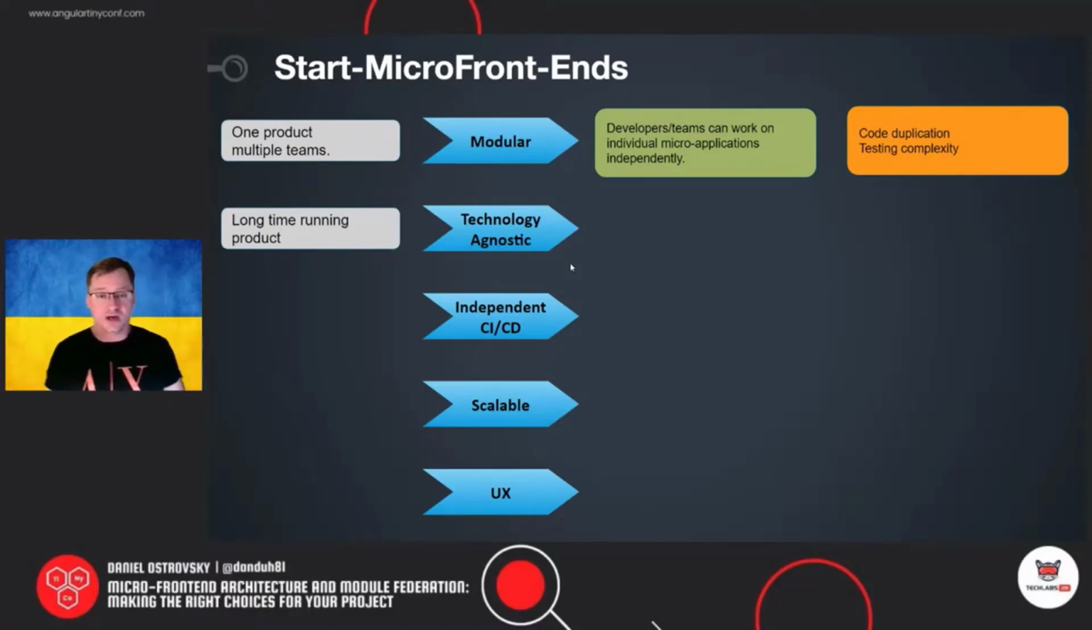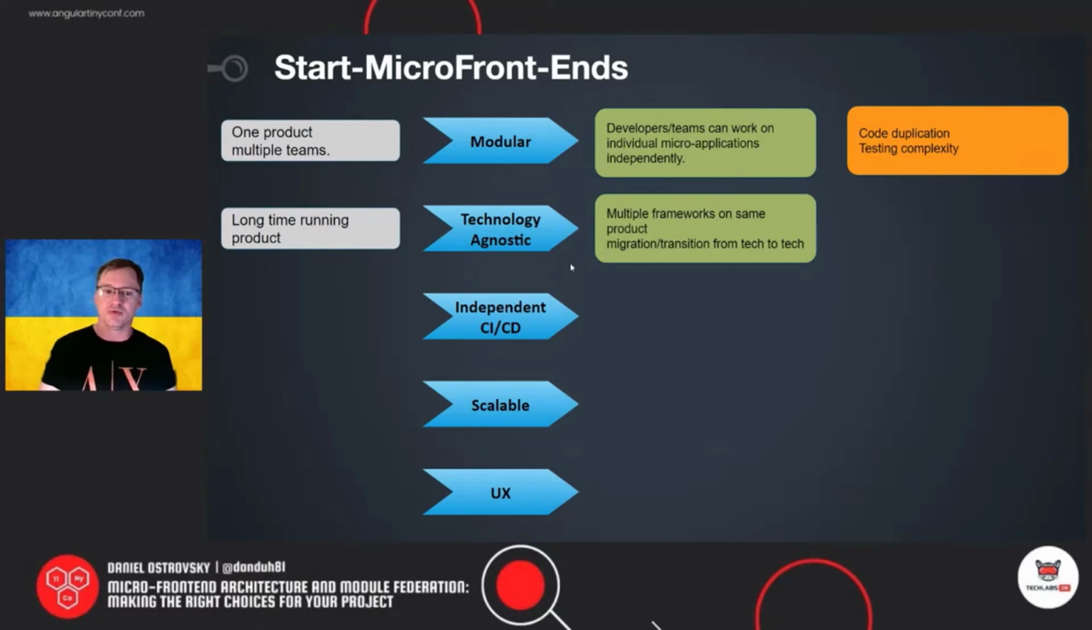Or you have multiple frameworks on the same product because someone already started to move from React to Angular, from Angular to React. Basically, technology agnostic allows us to have multiple frameworks on the same product and deal with migration from one technology to another one. Either from one lower version to another version, or from one framework to another one, React to Angular.